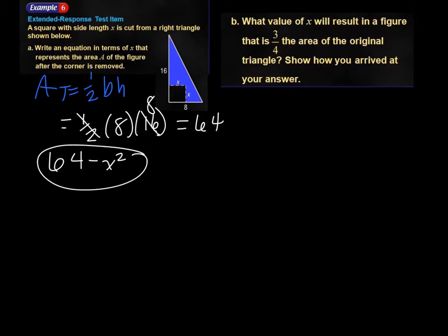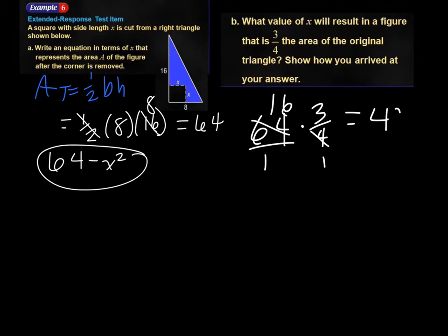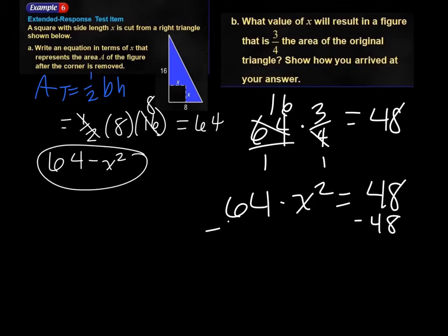What value of x will result in a figure that is 3/4 the area of the original triangle? Show how you arrived at your answer. Really, thanks. Didn't know we needed to show our work. Okay, so I took 3/4 of 64, so the 4 will cancel. 16 times 3 is 48. So I want my new area to equal 48. So I could subtract 48 from both sides.